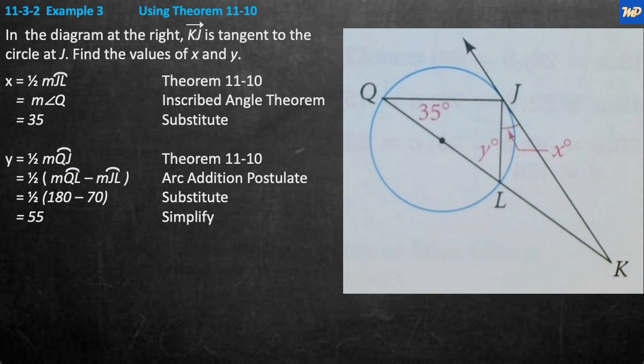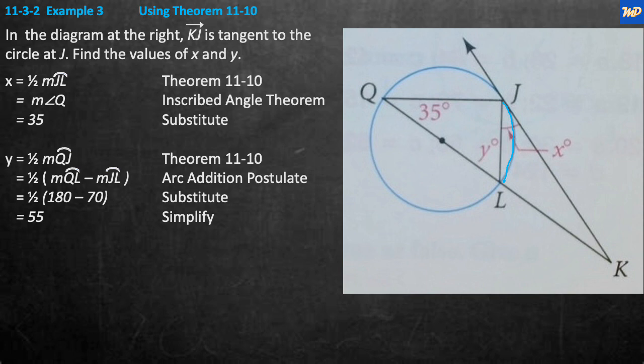Okay, so example 3, using theorem 11.10. In the diagram at the right, ray KJ is a tangent to the circle at J. Find the values of X and Y. Well, based on our theorem, we know that angle Q, 35 degrees, intercepts the circle right here, and that arc is 70 degrees, because Q is half of the intercepted arc. So since it's half, that's 70 degrees, and we want to know what X is.